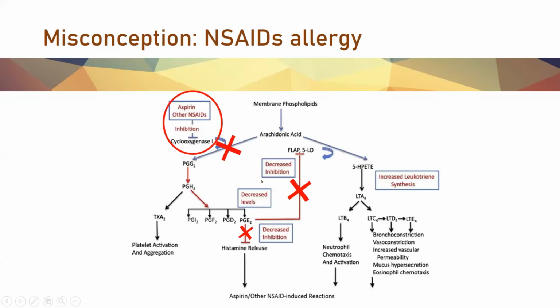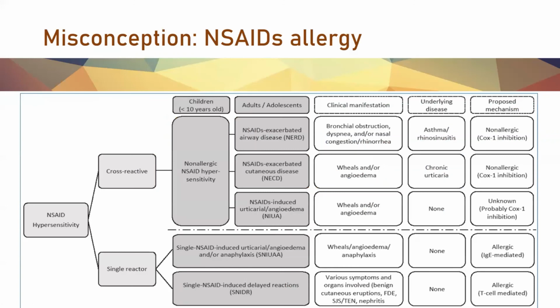So here is what happens, basically. Inhibition of the cyclooxygenase shifts the arachidonic acid metabolism to this side, with generation of leukotrienes, which in turn cause bronchial constriction, vasoconstriction, increased permeability, mucosal hypersecretion and neutrophil activation. And we basically lose the inhibitory activity of the prostaglandins on histamine release. So there is also an increased histamine release. This causes the clinical manifestation of NSAID hypersensitivity.